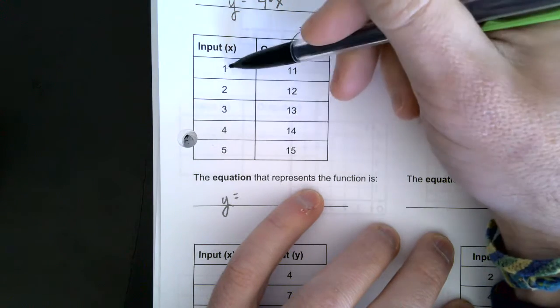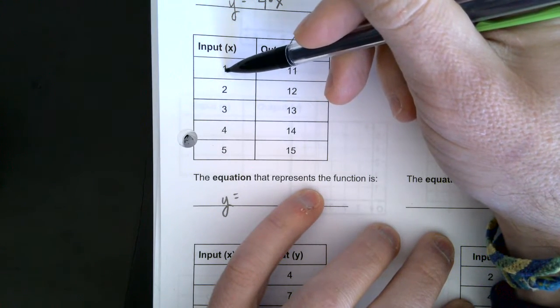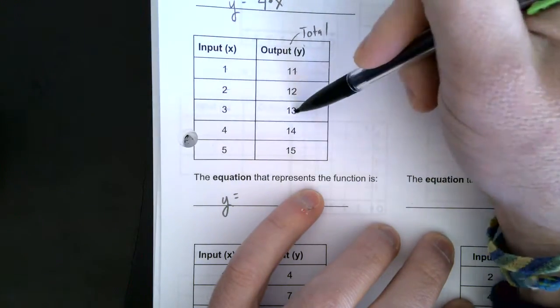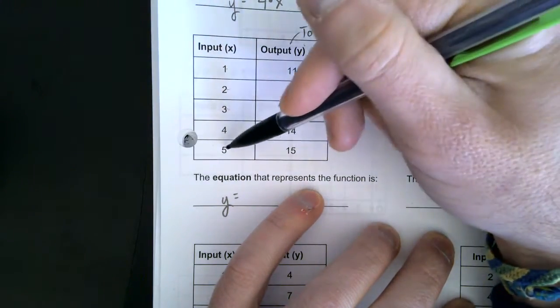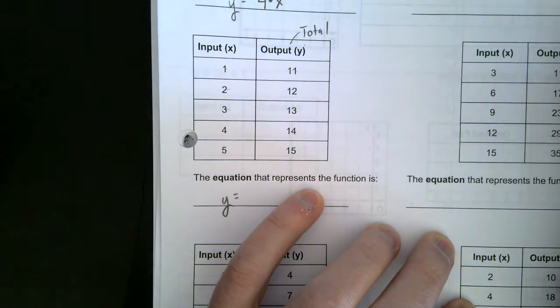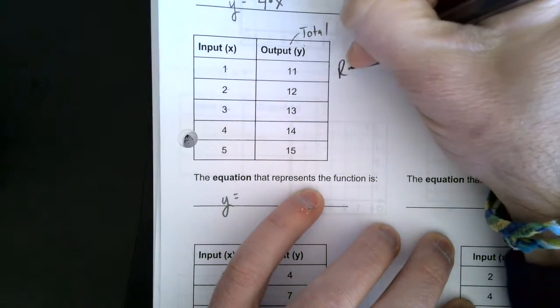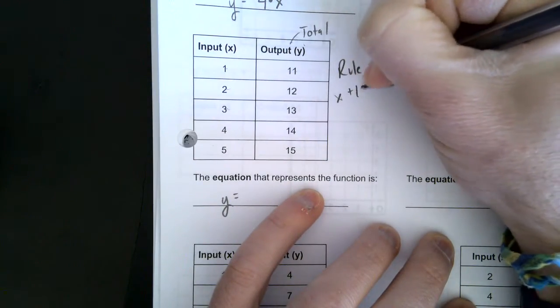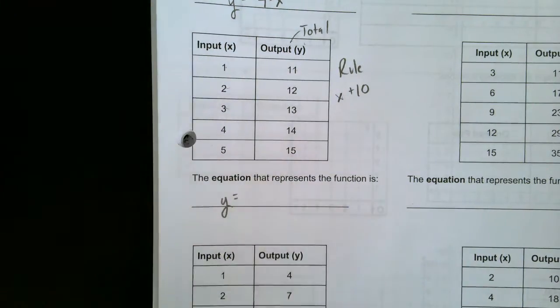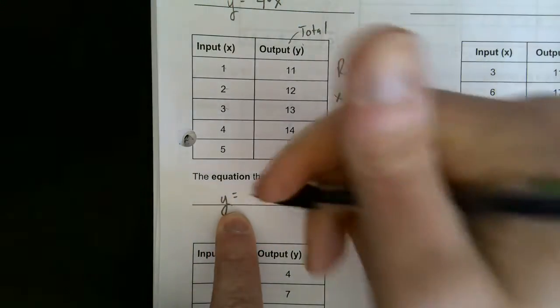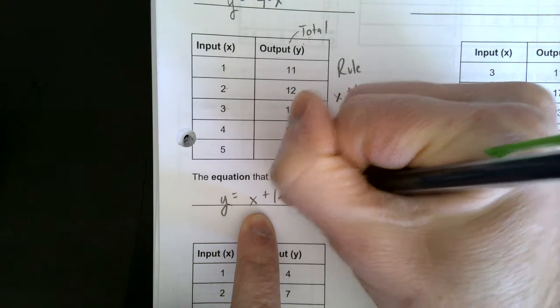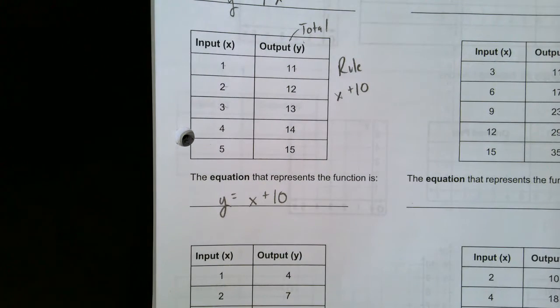Let's try adding. 1 plus 10 is 11. 2 plus 10 is 12. 3 plus 10 is 13. 4 plus 10 is 14. 5 plus 10 is 15. So it looks like the rule is whatever x is, you're going to add 10 to it. So to get the output, which is y, output is equal to whatever x is, the input, plus 10. That's what it would be.